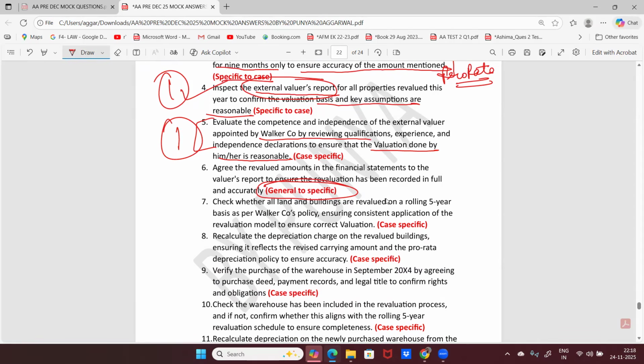Next, general to specific. Again, let's read this one also. Agree the revalued amount. So whatever revaluation I have done in the financial statements, I will compare and check it with the valuer's report. Supposing he has given me a value of 100, and in my financial statement the value is 80, then I am not able to compare these two. So I need to make sure that my financial statements and the expert valuer are on the same page, to ensure that valuation has been recorded in full and accurately. So it is complete, and it is accurate also. So it is general made specific.